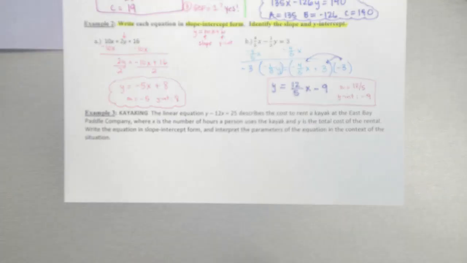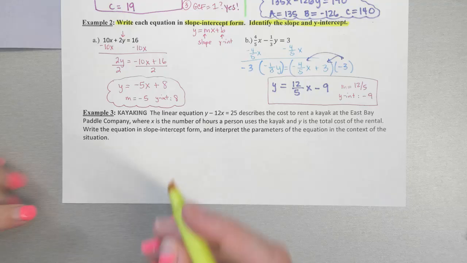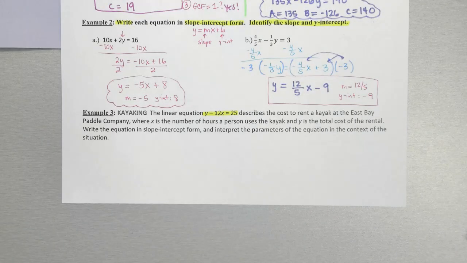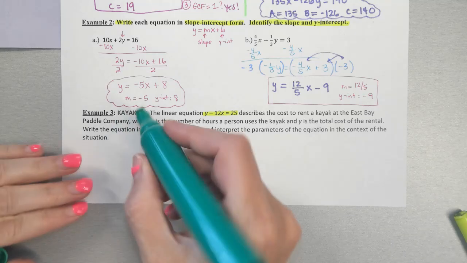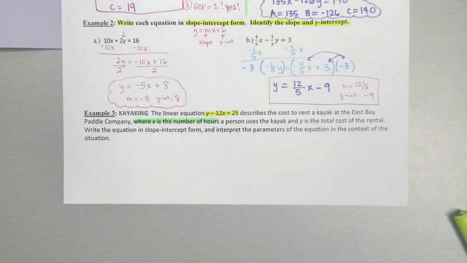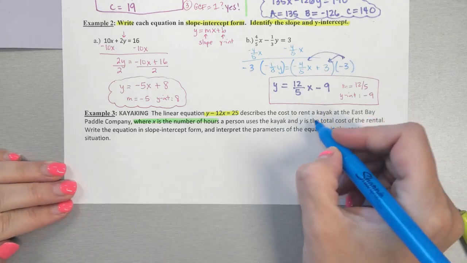All right, so now we are going to relate this to a contextual problem about kayaking. So it says the linear equation y minus 12x equals 25 describes the cost to rent a kayak at the East Bay Paddle Company, where x is the number of hours. I always like to highlight what it represents. X is the number of hours a person uses the kayak. Y is the total cost of the rental.